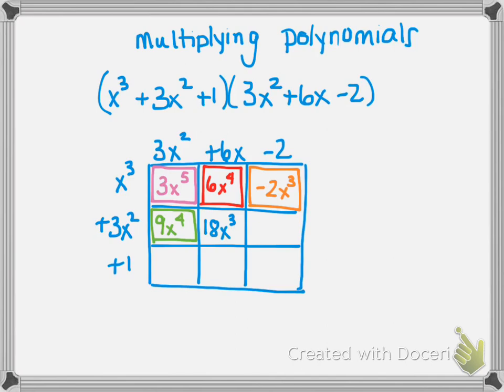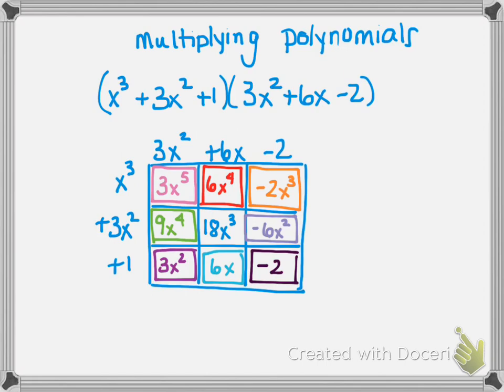I am going to keep going, and I'm going to multiply in this box out there, which would be negative 2 times 3x squared, which would be negative 6x squared. I then have this box to work on, which is 1 times 3x squared. Simply 3x squared. It doesn't change when you multiply through by 1. We've got this box right here. 6x times 1 is 6x. And last but not least, we have this box in that corner. 1 times negative 2 is negative 2.